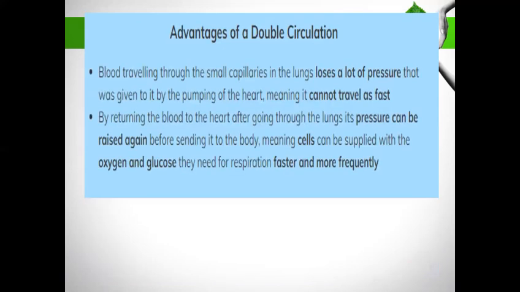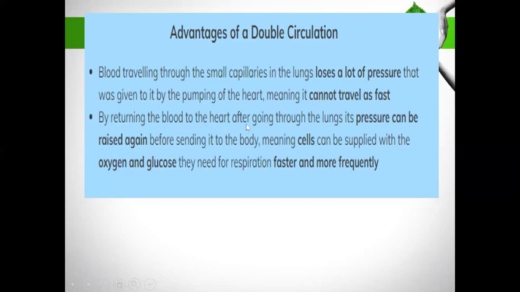Now, what are the advantages of double circuit circulation? You can see here, blood traveling through the small capillaries in the lungs loses a lot of the pressure that was given to it by the pumping of the heart, meaning it cannot travel as fast. In double circuit circulation, there is a bifurcation, so the blood is transported in different ways. That is how the pressure of the blood is reduced, and the blood speed is not very fast.